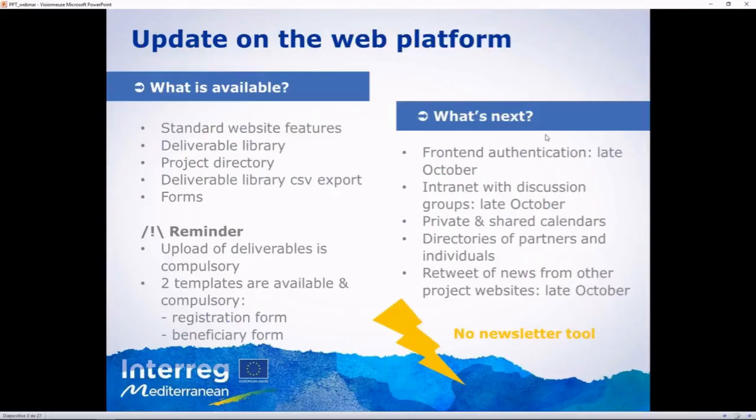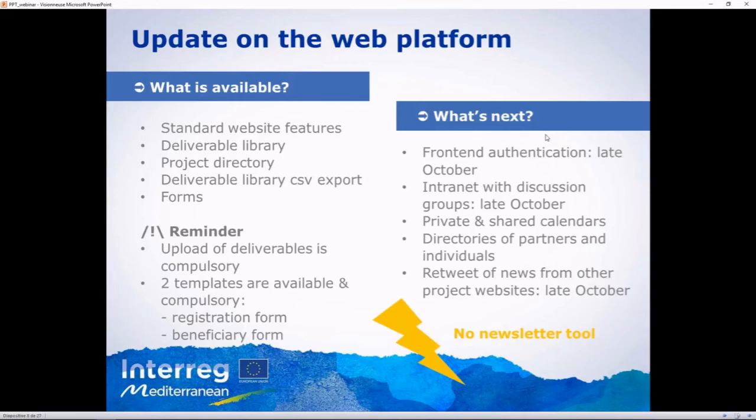So what is available now on the web platform? For the moment, you have a full website, and you already have the deliverables database where you can upload your deliverables. There's the project directory that I've just shown you. There is the possibility for you to export the deliverables. There are forms, and there are also galleries of photos.